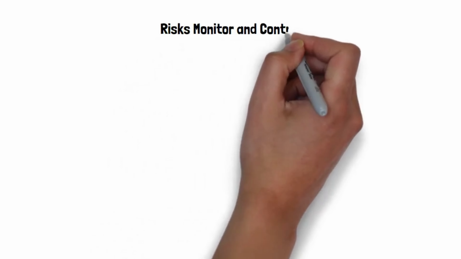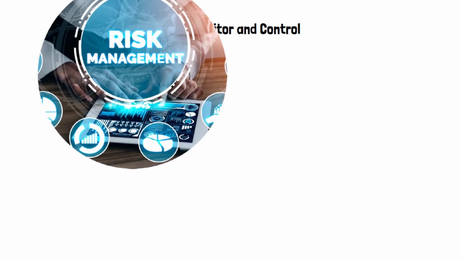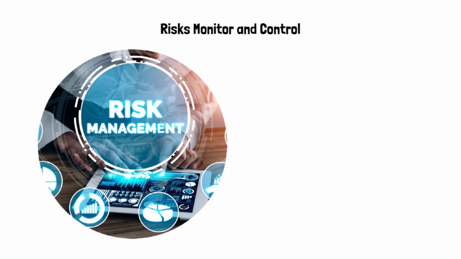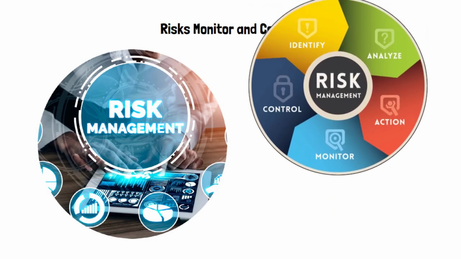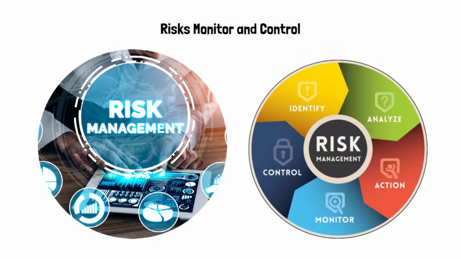Risks monitor and control. As the project proceeds, new risks may appear and some of the identified risks may disappear. Therefore, you need to keep all the risks under control by monitoring them regularly. Since risk management is a living process throughout the project lifecycle, the project risk management plan should be kept updated in order to respond to risks effectively.